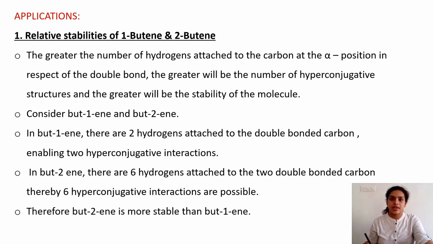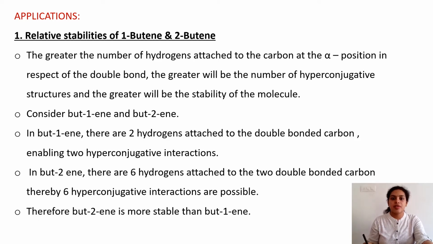Now let's see the applications. Just like in the case of propene, we can write this for different alkenes and compare the stabilities of these alkenes. Here we are taking the example of 1-butene and 2-butene. On the basis of hyperconjugation, we have to say which is more stable. And for that you have to bear in mind some points.